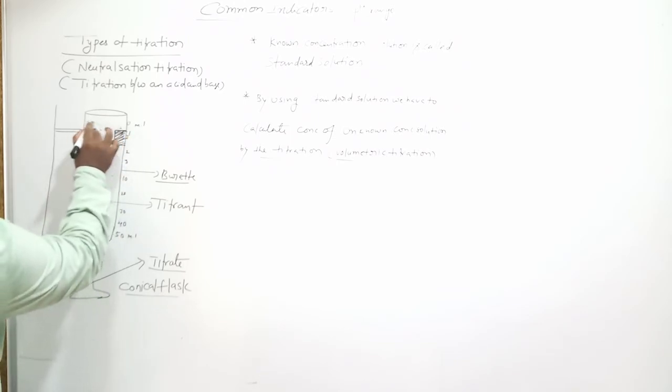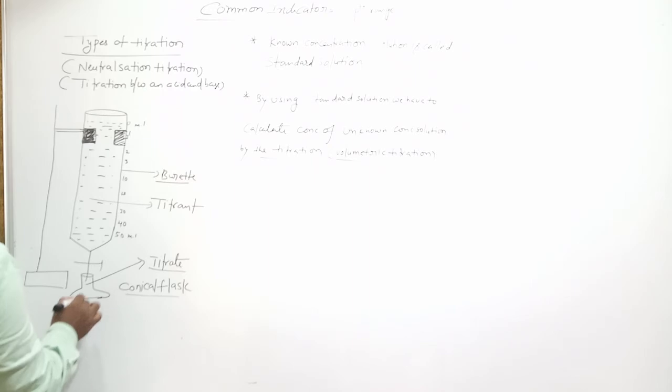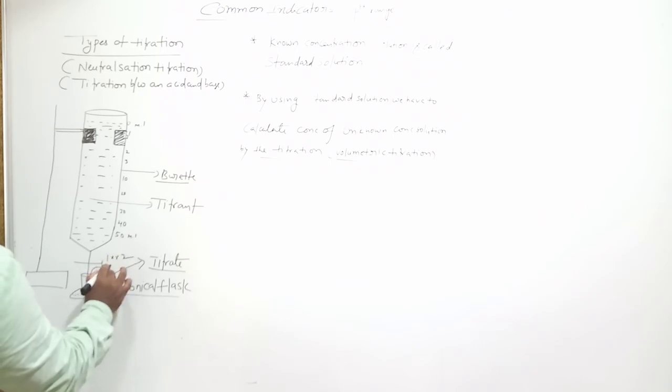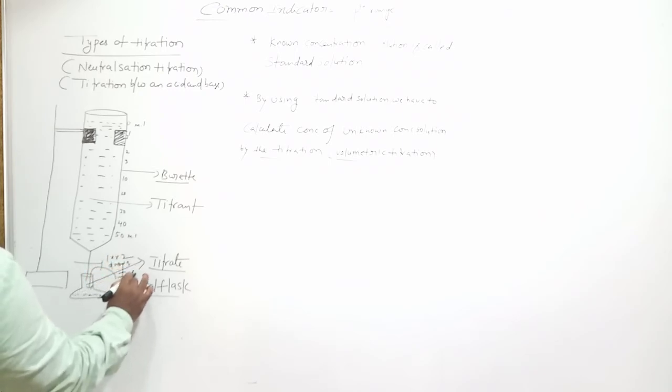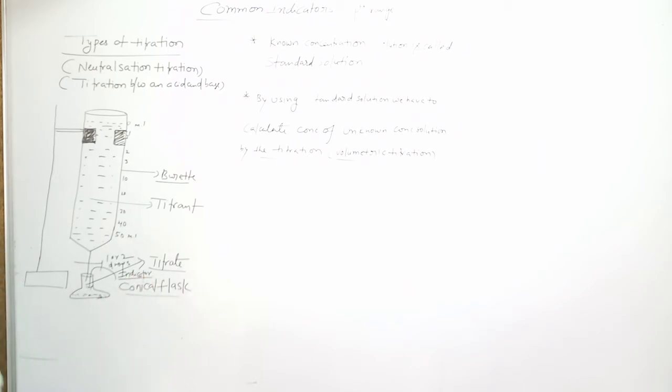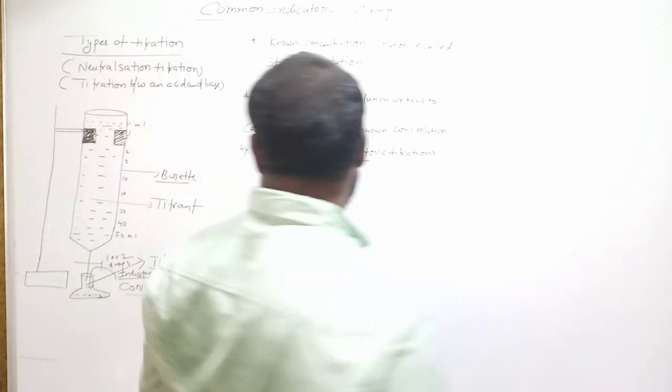Up to zero, this level up to 0. Okay, so 20 ml of titrate and add 1 or 2 drops of indicator. That is the method.